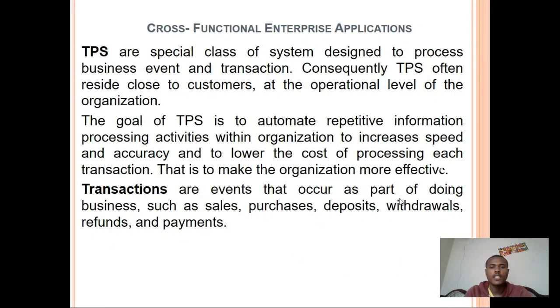TPS are a special class of system designed to process business events and transactions. These TPS often reside close to the customer at the operational level of the organization. The goal of TPS is to automate repetitive information processing activity. And when we say transaction, it is an event that occurs as part of doing business, such as sales, purchase, deposit, withdrawal, refund, payment, and etc.